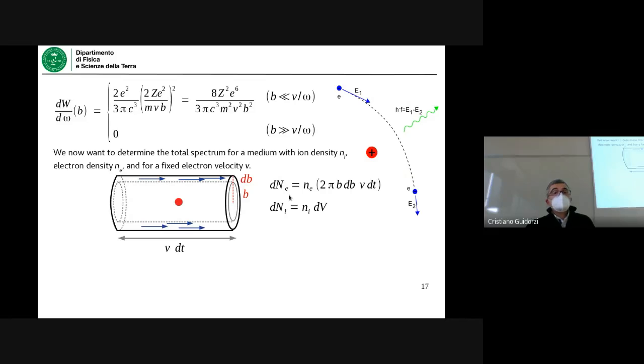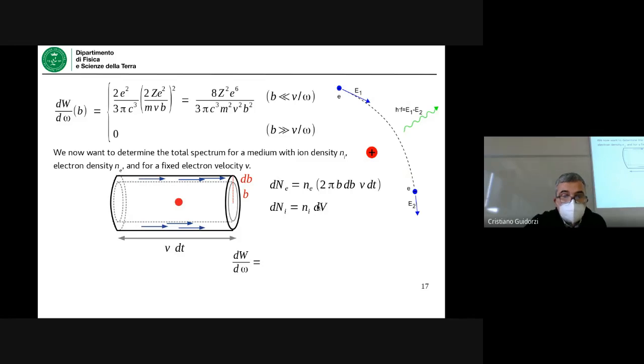Now, let's consider not just one single ion, but all the ions that I have per unit volume. So let's consider a given volume dV. If I call Ni the number density of the ions, the total number dNi of ions within the volume dV is just number density times volume.